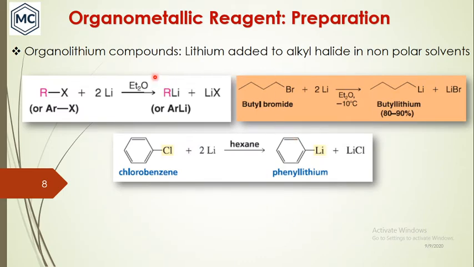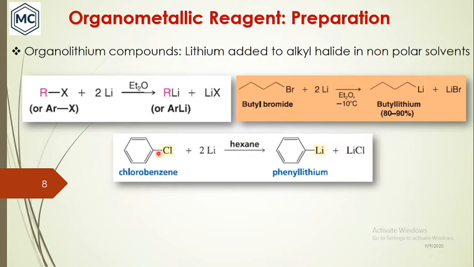Next, the preparation of organometallic reagents. First we will consider organolithium compounds. Usually lithium metal is added to an alkyl halide in non-polar solvents. That is, an alkyl halide or aryl halide with two equivalents of lithium in the presence of diethyl ether forms the organolithium compound. For example, butyl bromide with lithium in the presence of diethyl ether gives a synthetically very important reagent, normal butyl lithium.